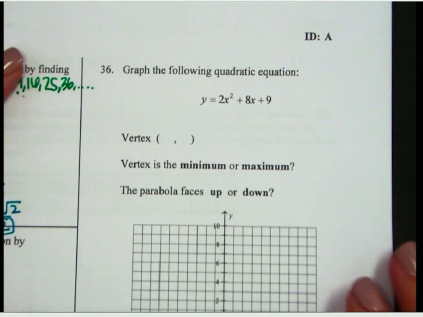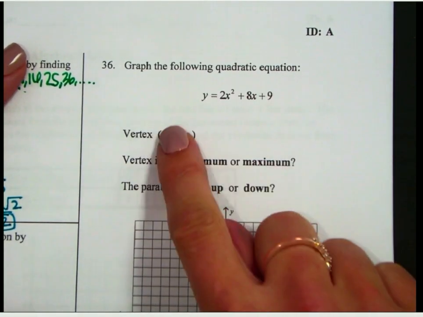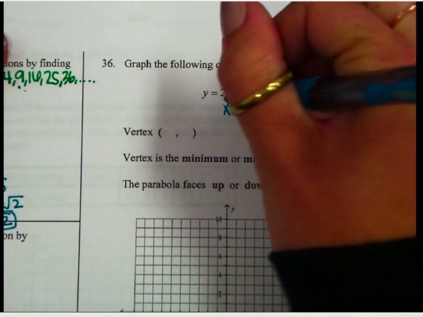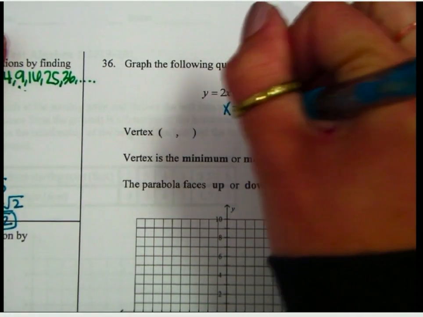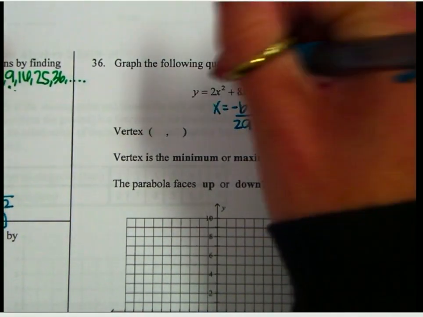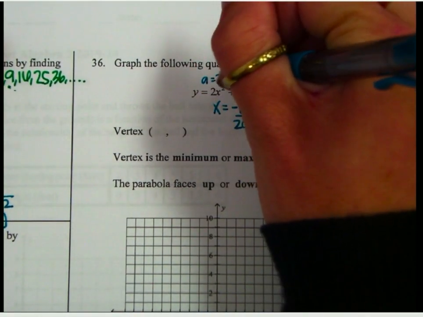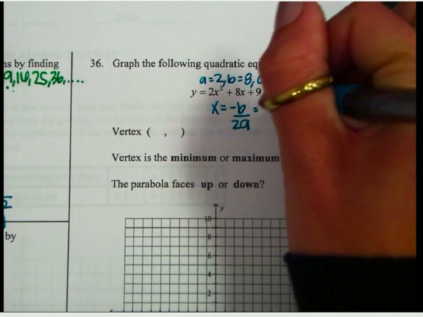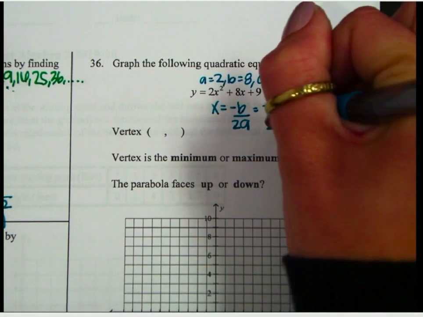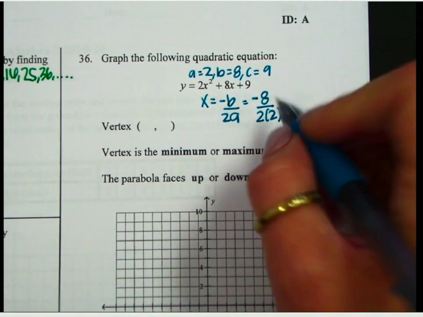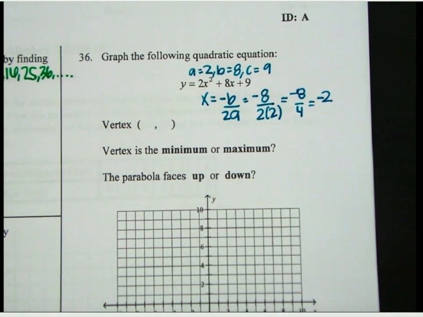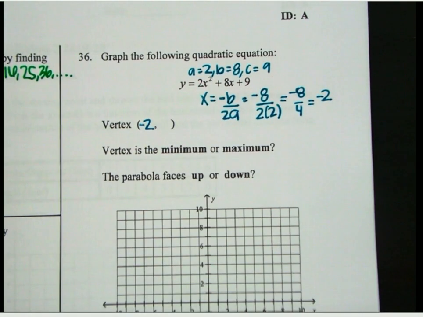Number 36, graph the following equation. So this is in standard form. The first thing we're going to need to do is find the vertex. So again, using our formula, x equals negative b over 2a, or opposite b over 2a. My a is 2, b is 8, and c is 9. So opposite b would be negative 8 over 2 times 2 times a. So negative 8 divided by 4 is negative 2. So I know the x value in my vertex is negative 2.